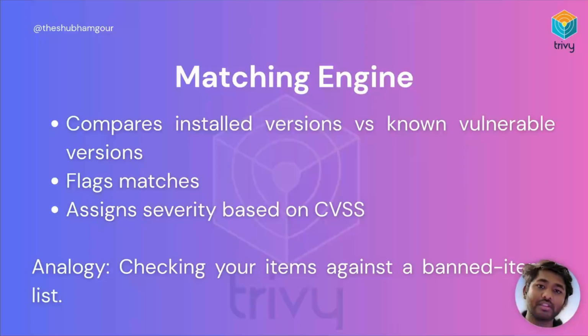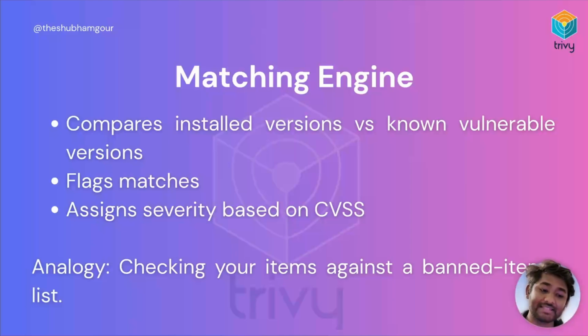Now let us go with the next important component of the Trivy architecture, that is the matching engine. What does the matching engine do? Whatever we scan through the Trivy Vulnerability Database, it will check against its own list, checking your item against the banned list. It compares the installed version versus the known vulnerability version. Let us take a simple example. You are using Python version 3.19 and the issue is found in version 3.20. So it will compare 19 and 20. That is the actual job of the matching engine. It will flag the matches if it finds anything.